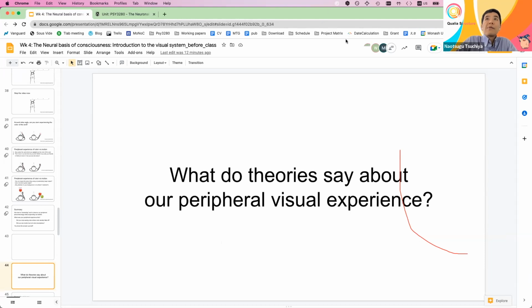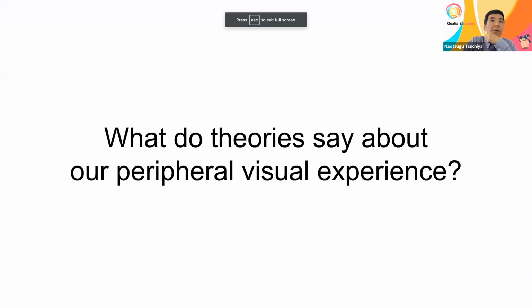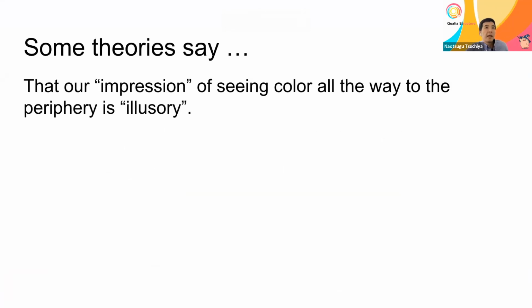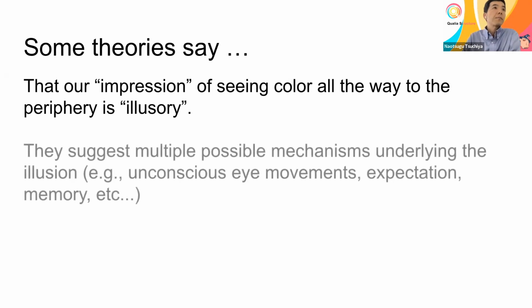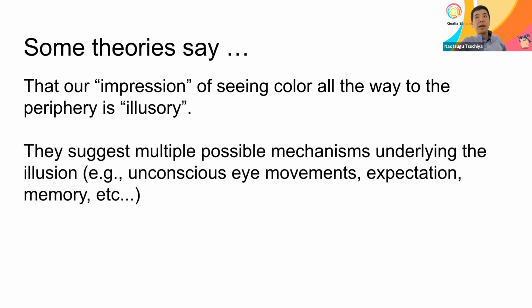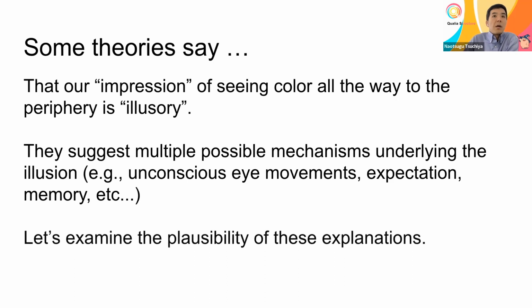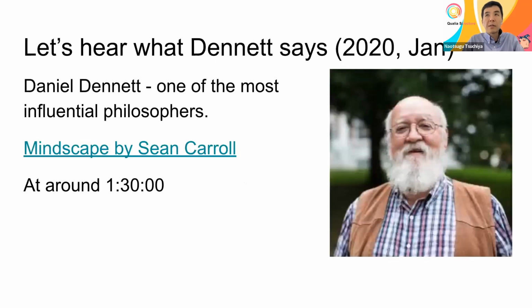Some of the theories about color, as I review here, say that your impression of seeing color all the way to the periphery is illusory. They suggest that multiple possible mechanisms underlie the illusion, and one of the explanations is unconscious eye movements, expectation, or memory. We'll examine each claim a bit. So let's examine the plausibility of this explanation.